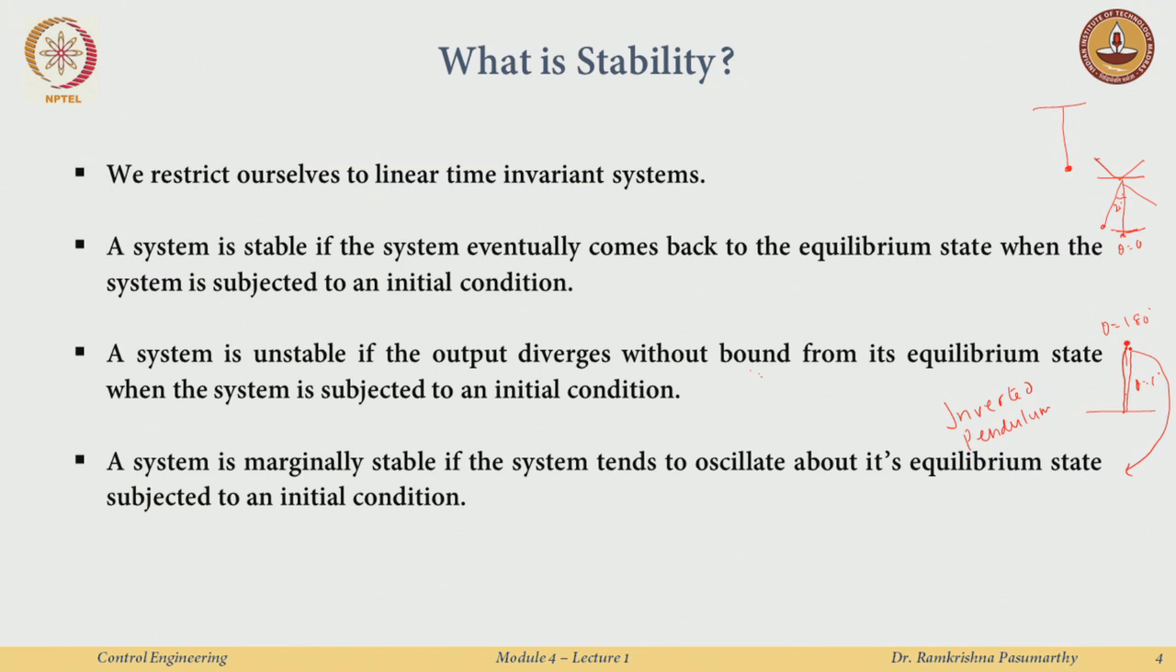And the system is marginally stable if it tends to oscillate about its equilibrium state when subject to an initial condition. Now again consider this simple pendulum without damping, say theta equal to 20 degrees. So what will you expect? It will go to minus 20 here and then come back again, just oscillating forever. So here the output does not really go out of bound, it just remains within this nice bound of theta equal to 20. If I started theta equal to 40, it will just keep oscillating between plus 40 and minus 40 and so on. So these are systems which are called marginally stable.